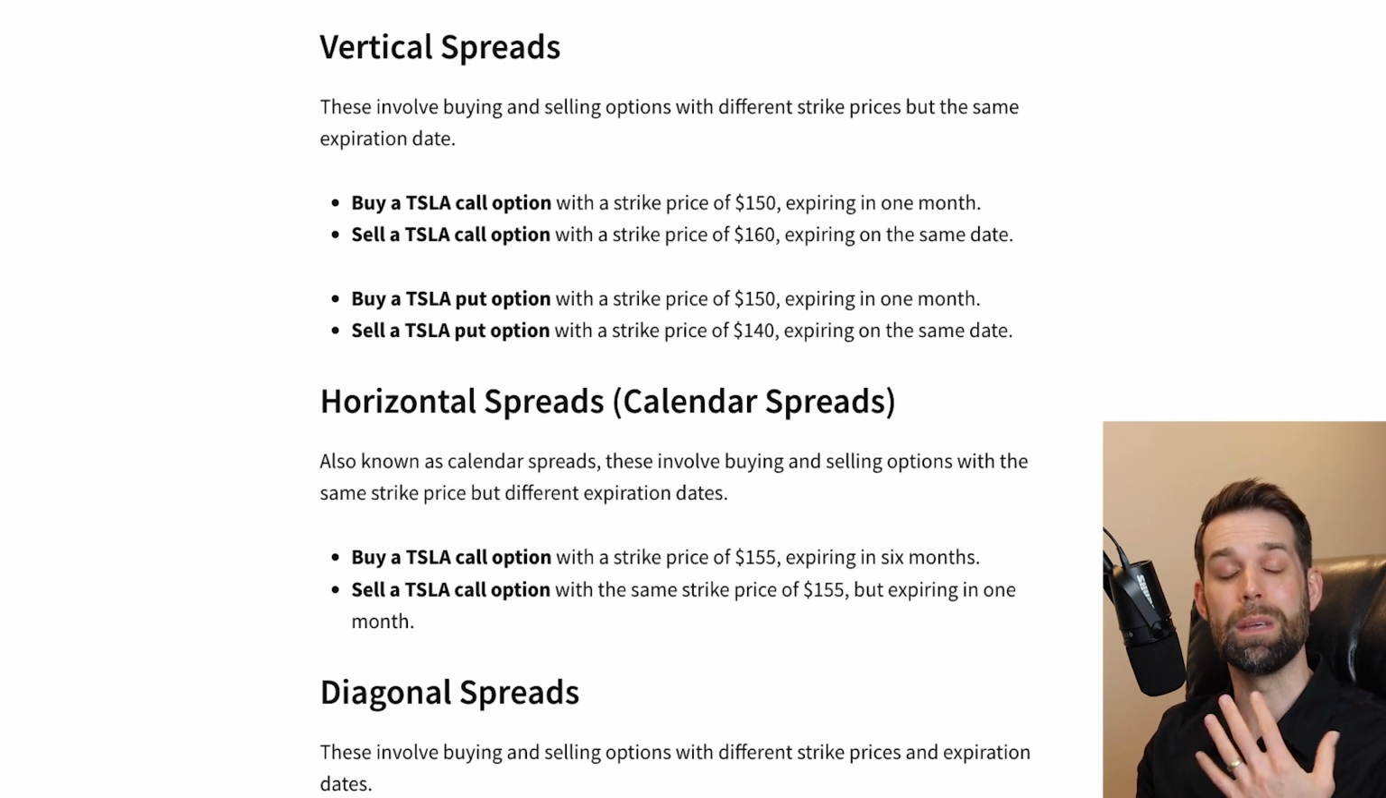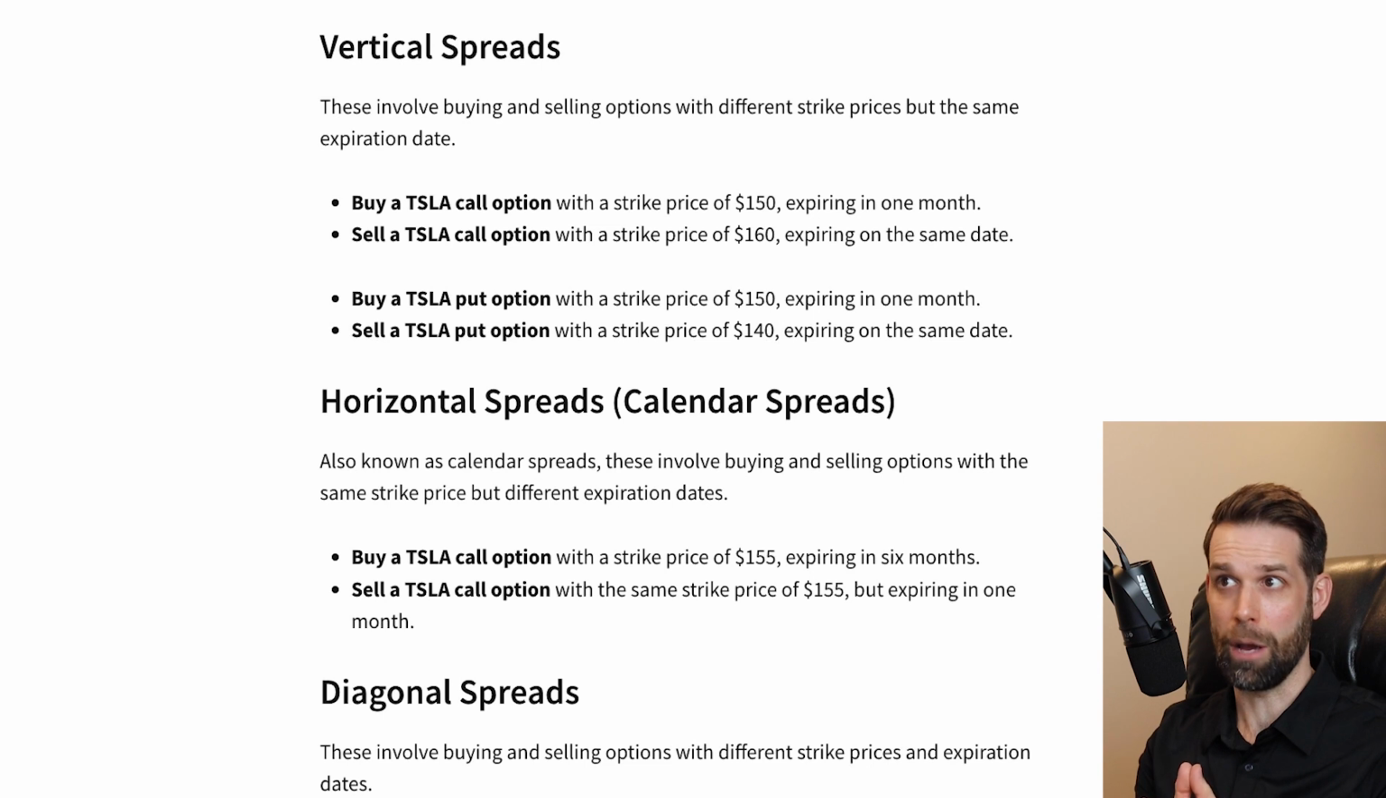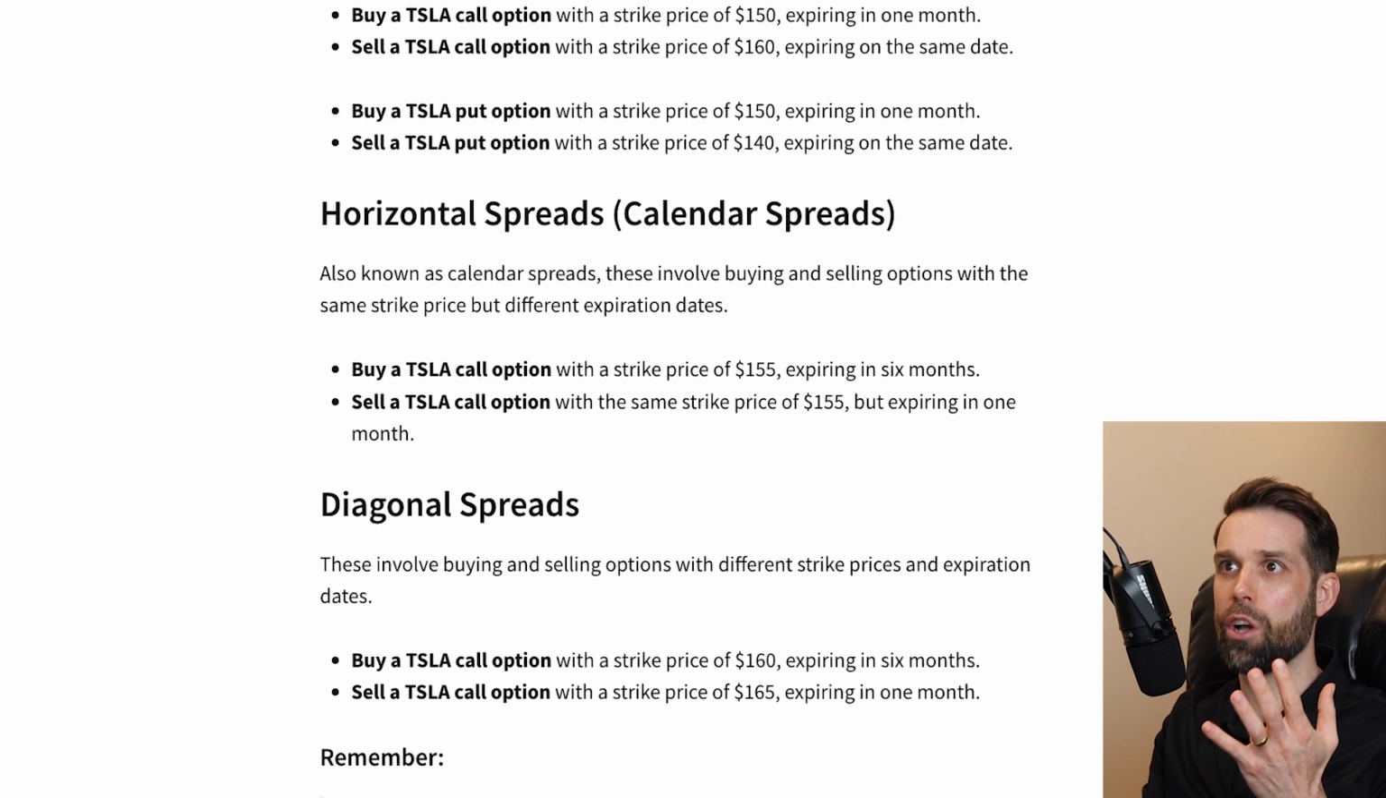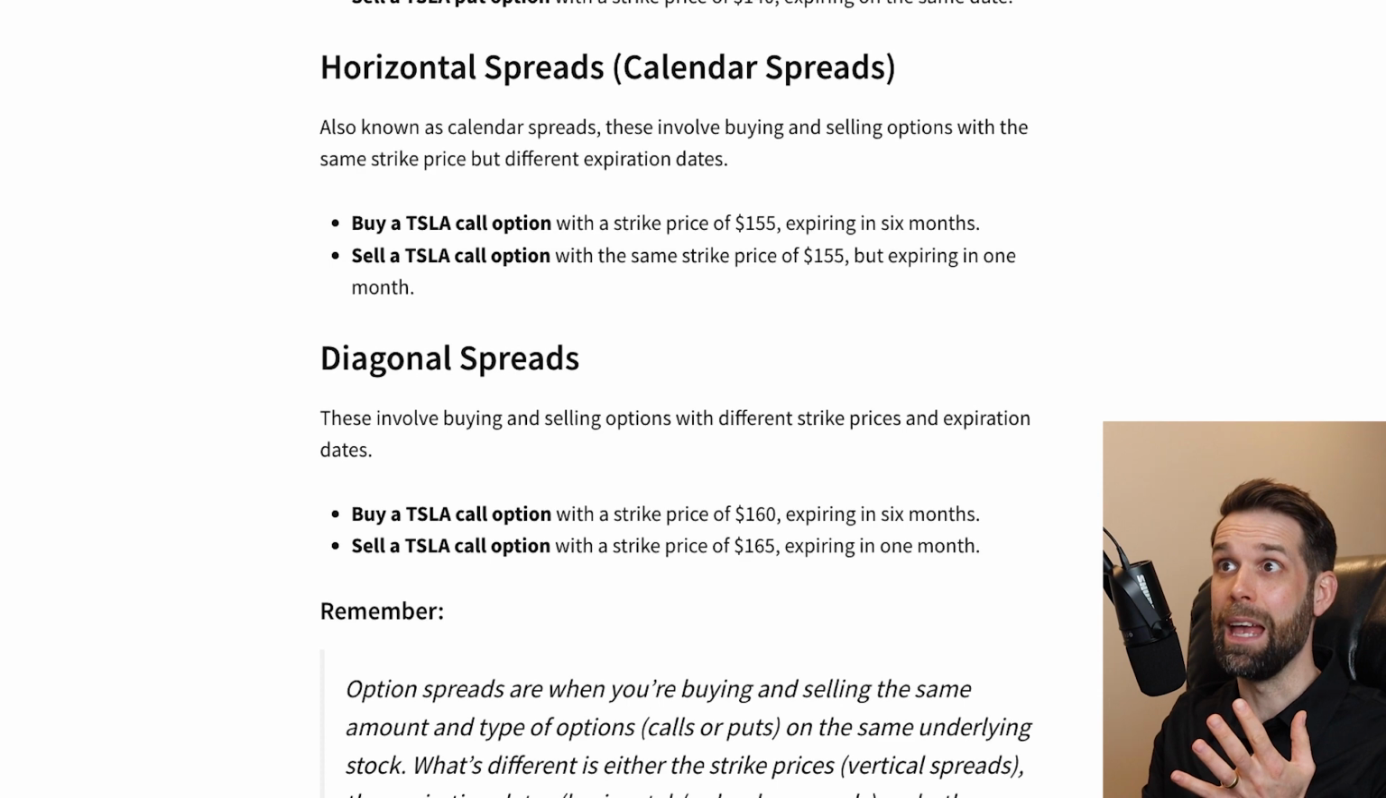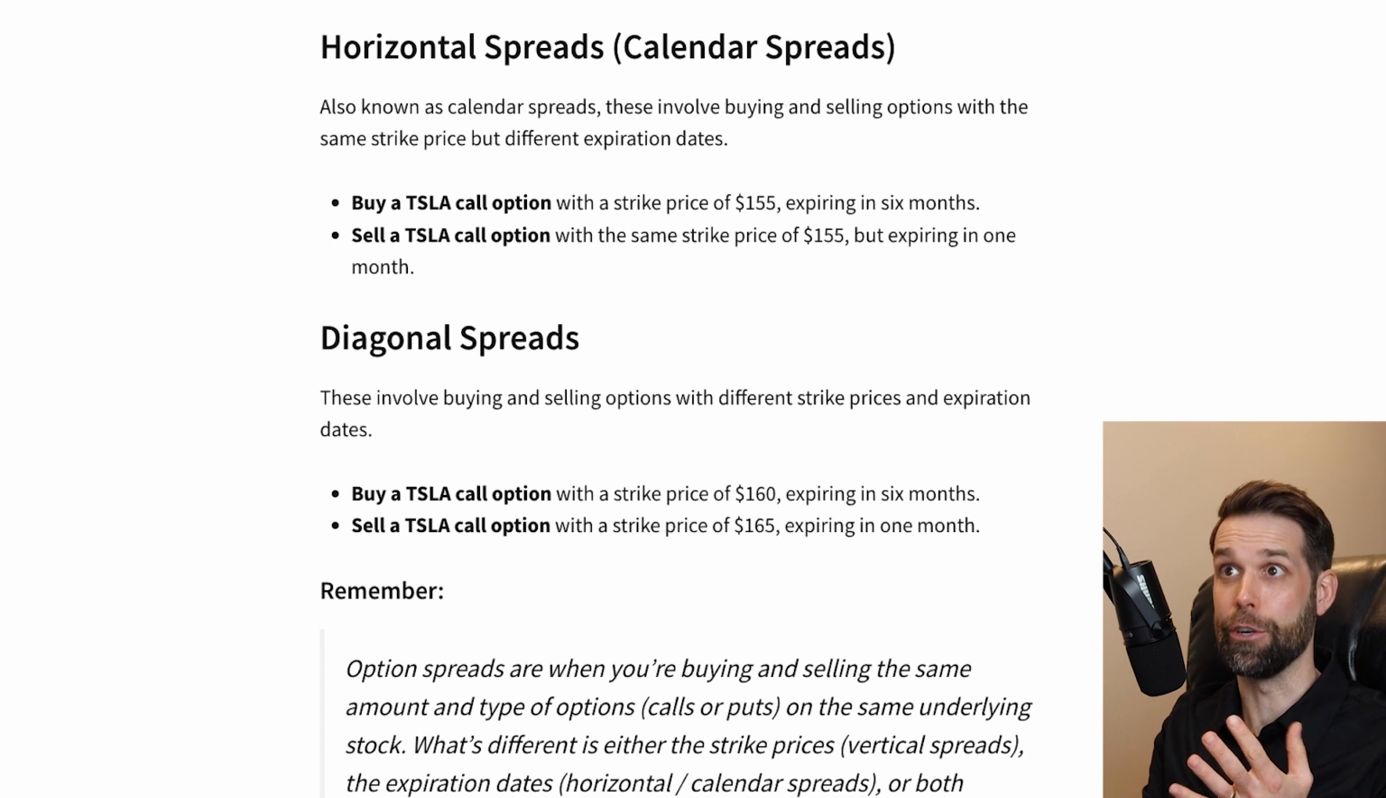And for put options, it would be the exact same thing. You buy a put option with a strike price of say $150 that expires in 30 days. And then at the same time, you sell a put option with perhaps a strike price of $140. So that differs, but it would expire in 1 month, 30 days. So that is what a vertical spread is. Very simple to understand. And then we have what's called a horizontal spread, and it's also referred to as a calendar spread.